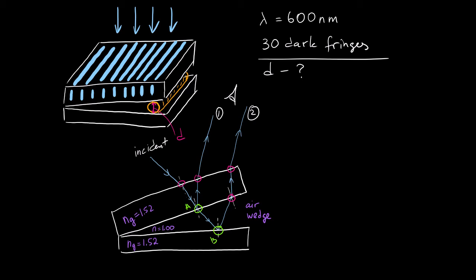Now let's go back to point A. At point A, we have N glass. It goes from a higher index of refraction to N air, which is a lower index of refraction, so no phase shift. For point B, now it goes from N air, which is less than N glass, which means there is a 1/2 lambda phase shift.